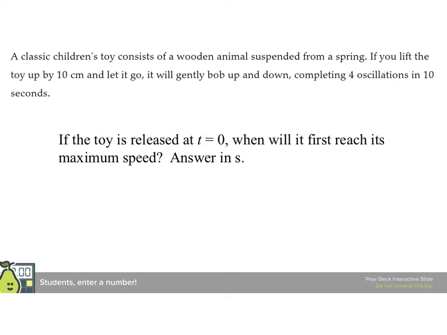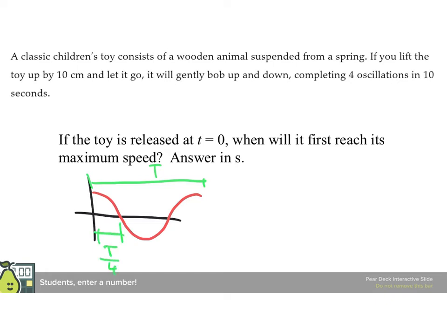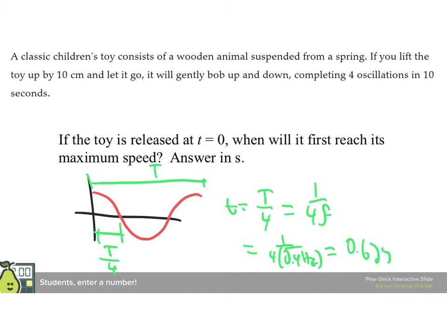Alright, same setup. If the toy is released at t equals 0, when will it first reach its maximum speed? Answer in seconds. Well, we know that it will reach its maximum speed when it first passes through the origin. And if this is 1 period, then we know the first time through the origin is 1 period over 4. So the time that we want is 1/4 period. And what is the period? Well, that means it's 1 over the frequency, so 1 over 4 times 0.4 hertz, which is something like 0.625 seconds.